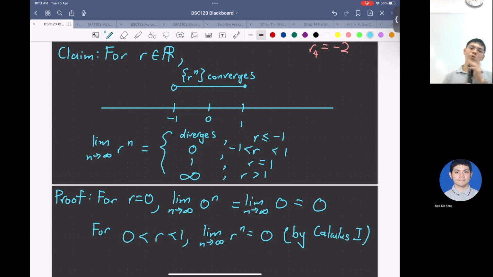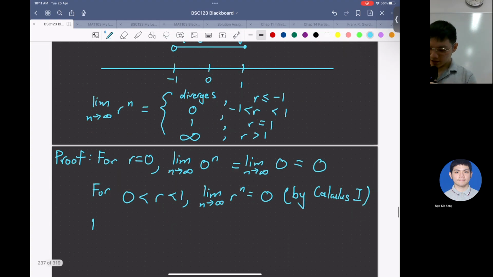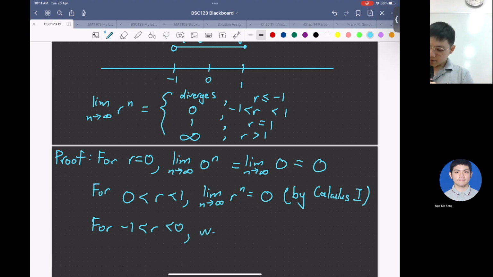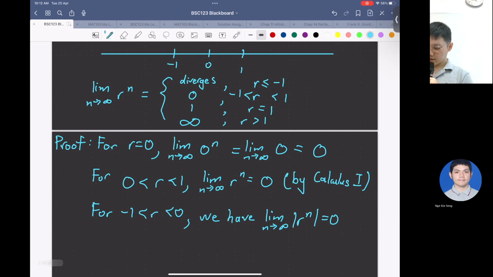So why do we split up -1 to 0? Because if you take a point from -1 to 0 and take powers, odd powers are negative and even powers are positive, so it alternates. So we split it up and study it. But the second line says that if we just consider the absolute value, it is just 0. So by the theorem before, we know that it is 0.